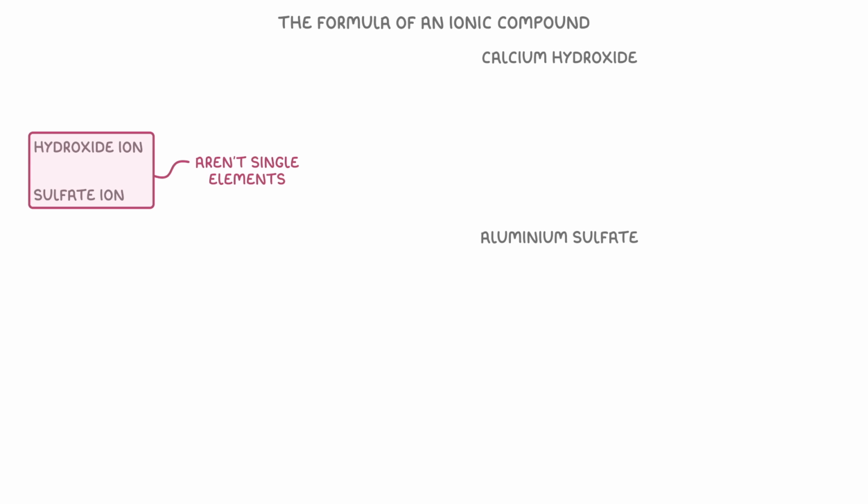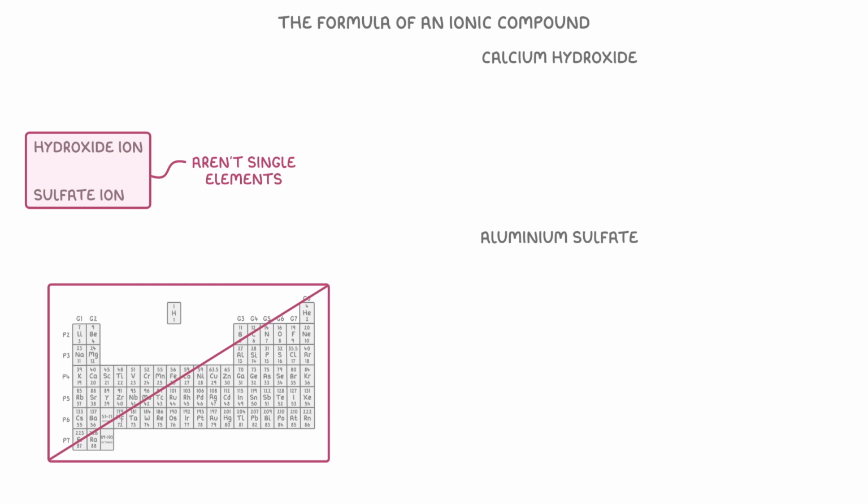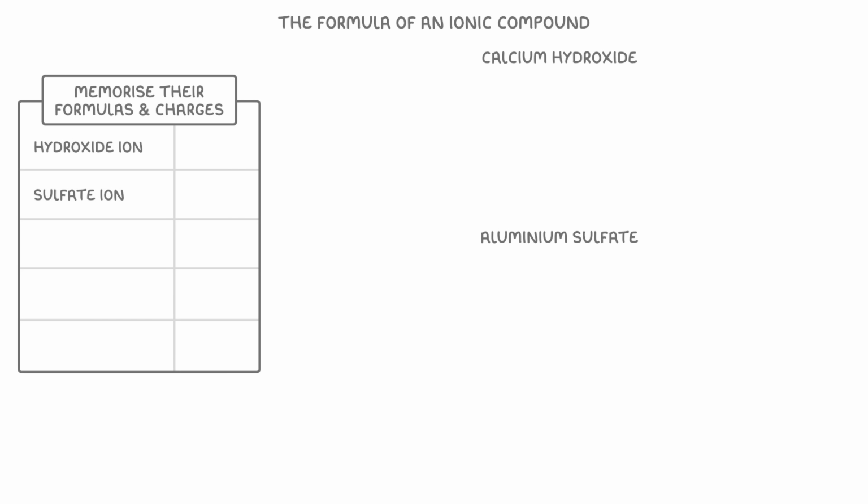We can also do this with more complicated compounds, like calcium hydroxide or aluminium sulfate. These ones are harder because the hydroxide ions and sulfate ions aren't single elements, so we can't look them up on the periodic table. Instead, you have to memorize their formulas and charges. Hydroxide ions are OH-, and a sulfate ion is SO4 2-.